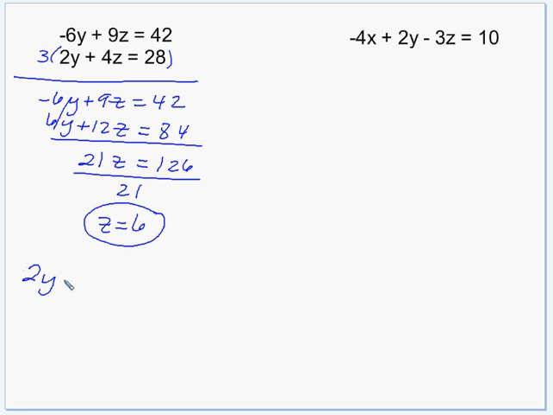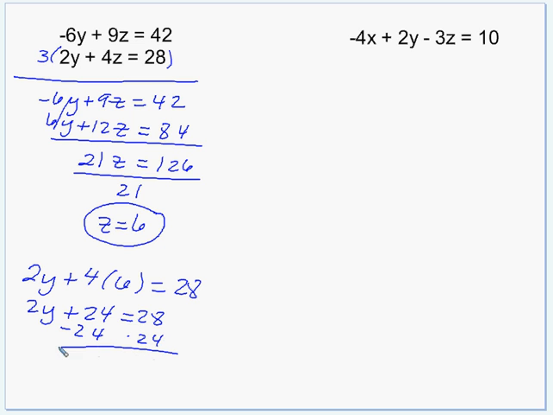So we got 2y plus 4 times 6 is going to equal 28. Clean this up. And then we need to subtract the 24. And then divide by 2. So y is going to equal 2. So now we have our z and our y.